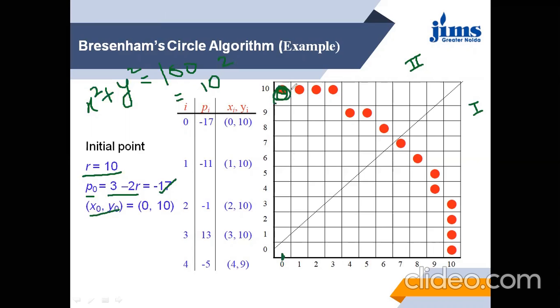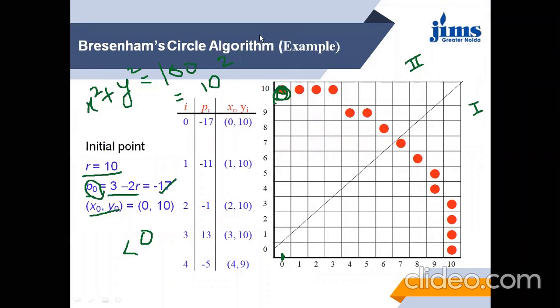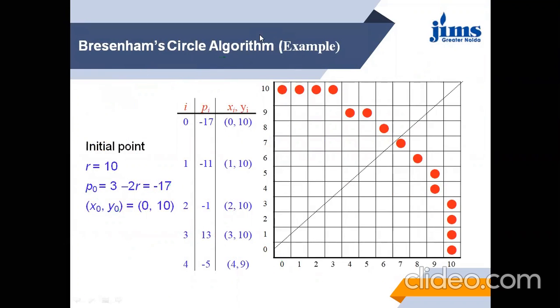Now we have to try to find out the coordinates of the next pixel. So we have to see the decision parameter, that is the value of this. The value of this is minus 17, which means this is less than 0. If we go to the last slide, we can check that when pi is less than 0, then yi plus 1 equals to yi, meaning it will be on the same level.